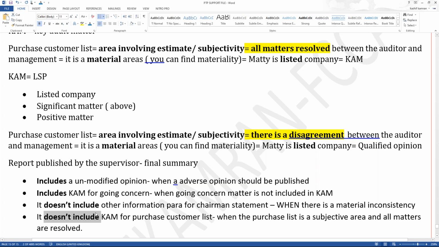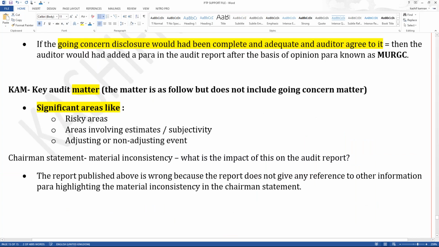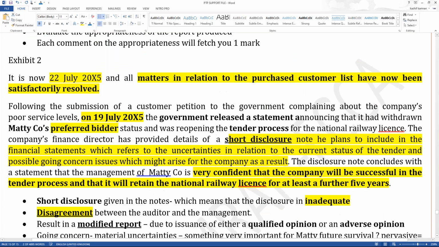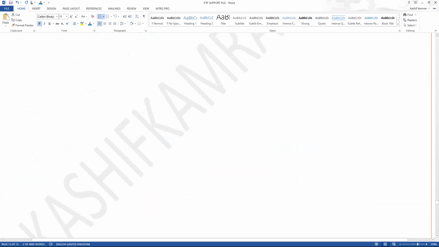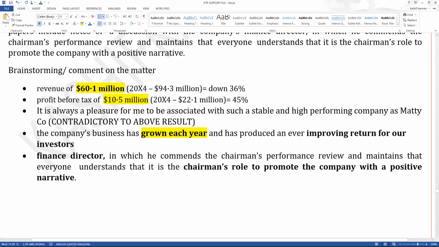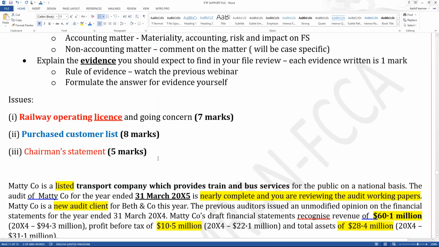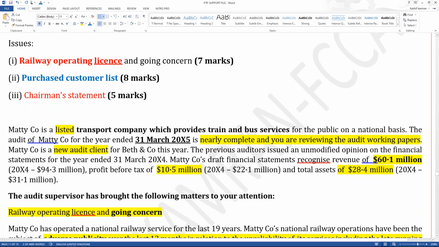The 5 marks of reporting. And more importantly, I hope you're getting the knowledge about how to write comments on the methods, which relates to several issues in the case study, like the railway operating license and going concern, purchase customer list, and chairman statement. Right? I hope you got some productive learning from day 3 of the webinar.